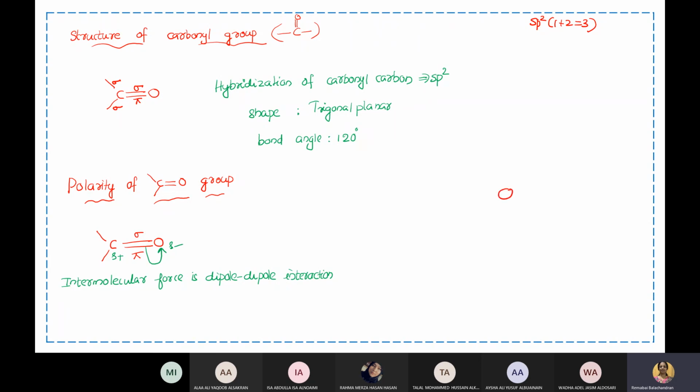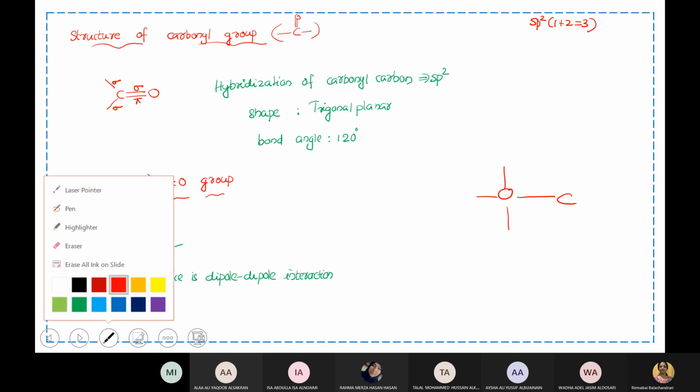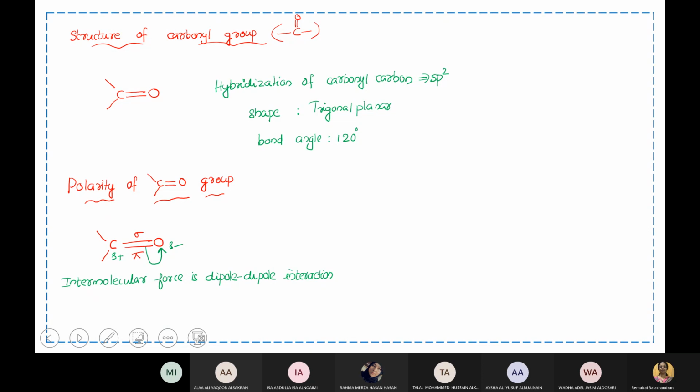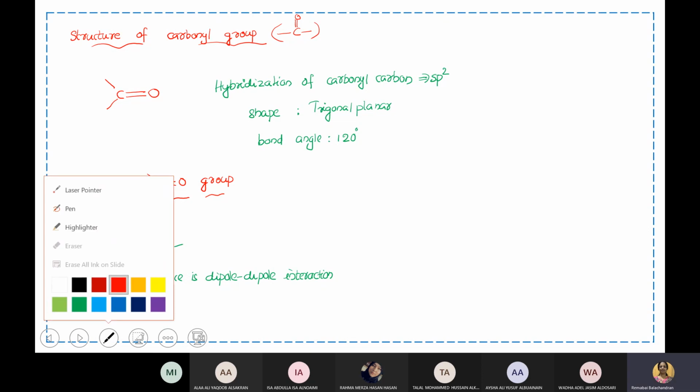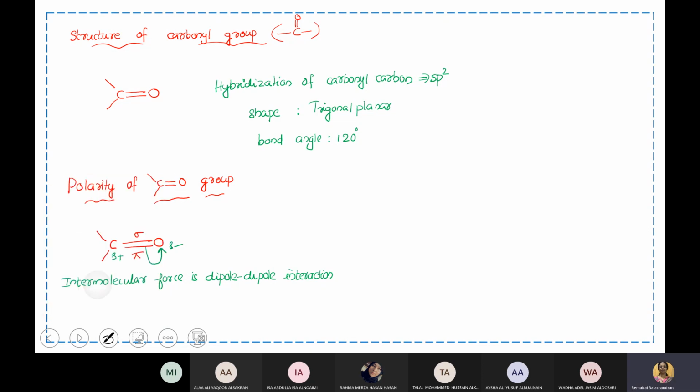Look here. We did this for ether. Anyway, O, C, C, this is ether. Ether is slightly polar because oxygen is slightly negative and carbon is slightly positive, because oxygen is more electronegative than carbon. But aldehydes and ketones are much more polar than ether.